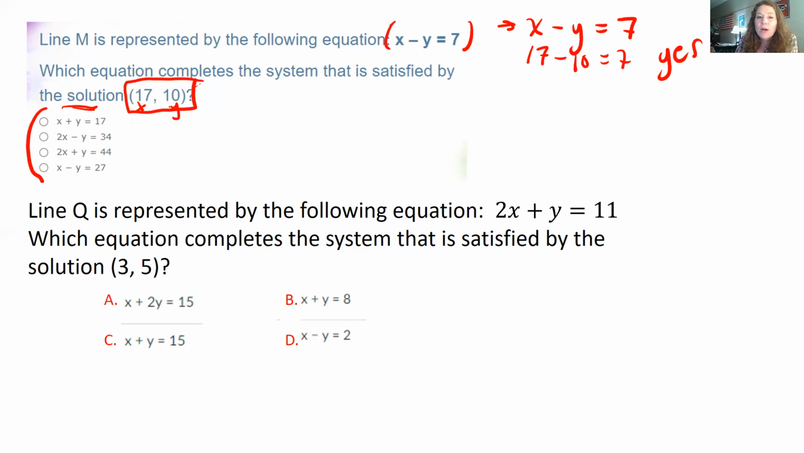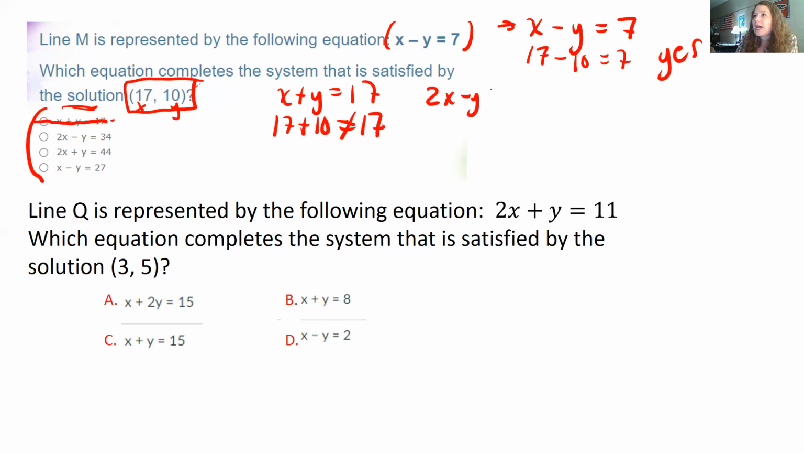17 for x and y for 10. So that's what I'm looking for. So let's check A. x plus y equals 17. Well, if x is 17 and y is 10, that definitely doesn't equal 17, does it? Nope, that's 27.